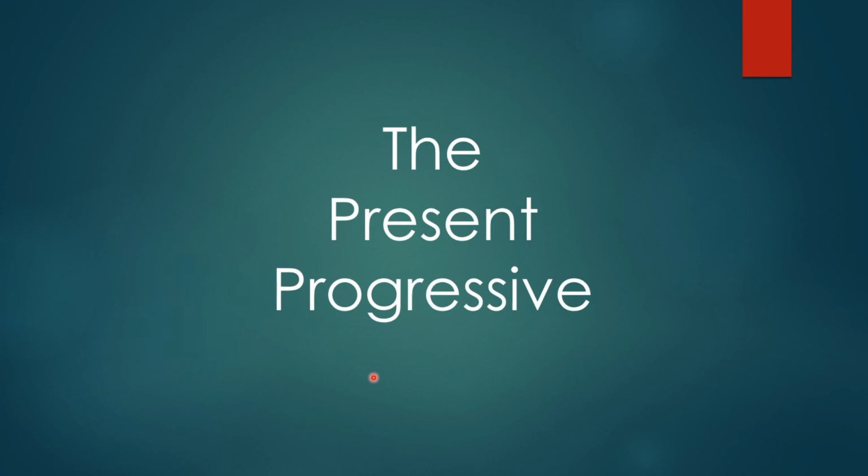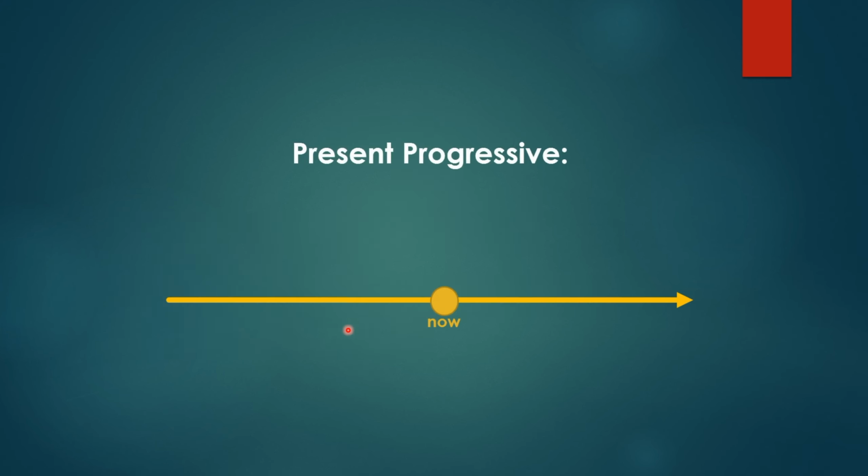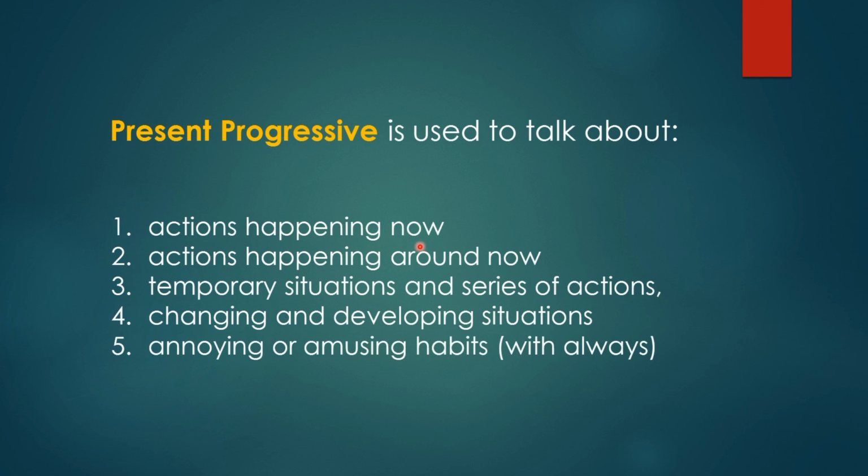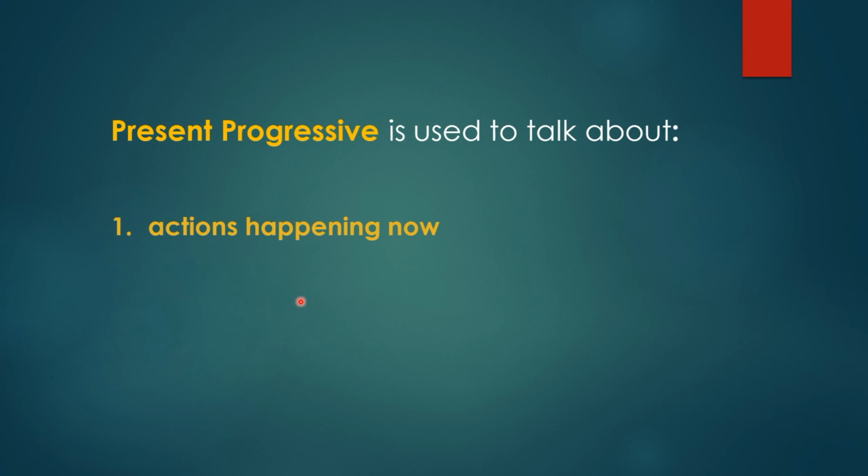Number 2, the present progressive. Well, on a time axis, the present progressive emphasizes the happening of the action at the moment of talking. So, it is usually used to talk about actions happening now or around now, temporary situations and series of actions, changing and developing situations, and annoying or amusing habits. Let's see some examples.